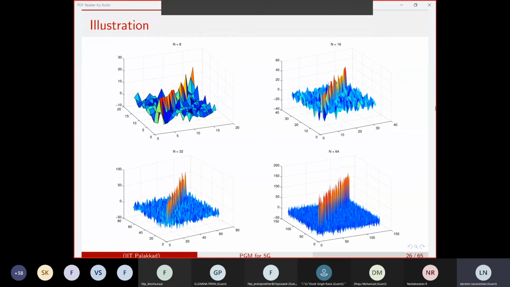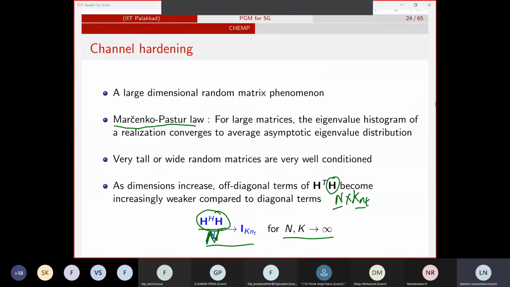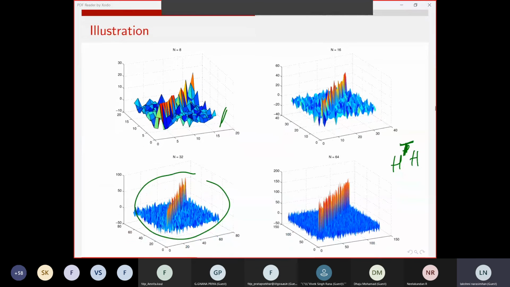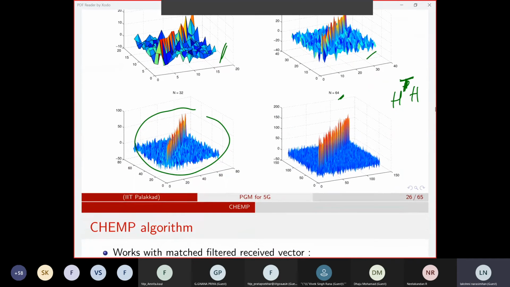And if we simulate and see, this is what we see. For n equal to 32, this is what we see. These plots are nothing but H Hermitian H or H transpose H, where we take the H matrix, convert it into real, and then plot the real equivalent of the H matrix. For n equal to 8, obviously it does not look very nice because the dimensions are very small. Remember, this law is applicable when n and k become very large. So for 8 and 16, it doesn't really look great. But the moment we go to 64 antennas, it is really close to an identity matrix.